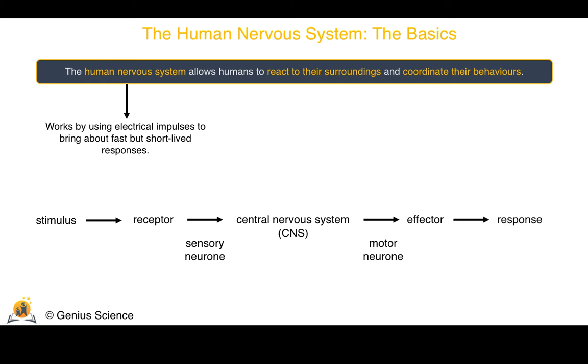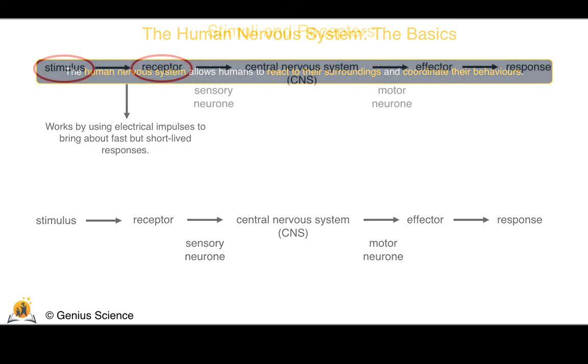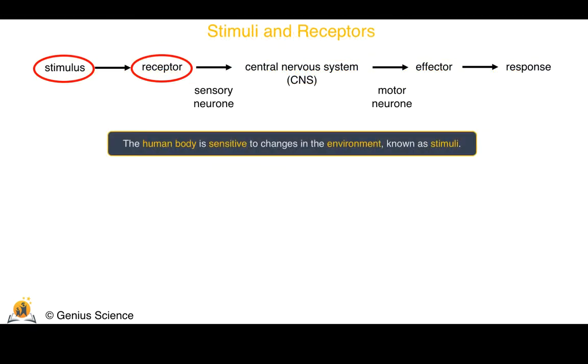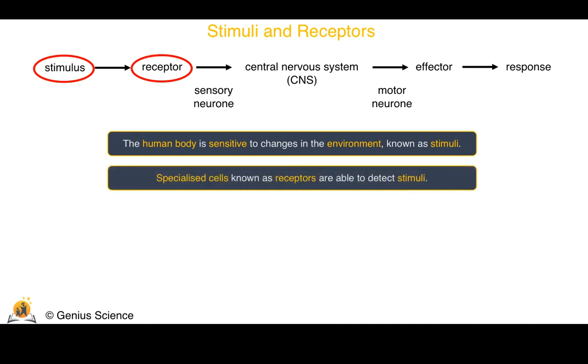Let's now go into a little bit more detail. We're going to start with the stimuli and the receptors. The human body is sensitive to changes in the environment, known as stimuli. Specialized cells known as receptors are able to detect stimuli. Different sense organs have different receptors for different types of stimulus.